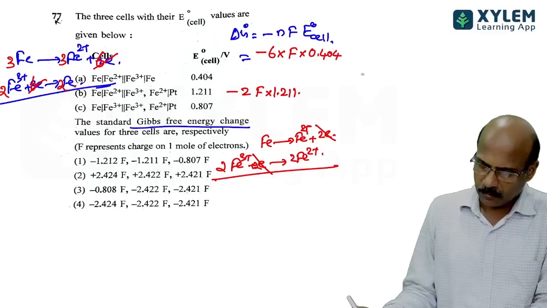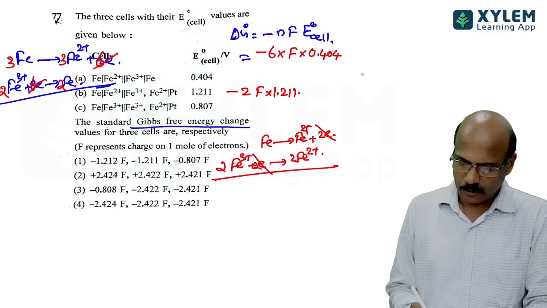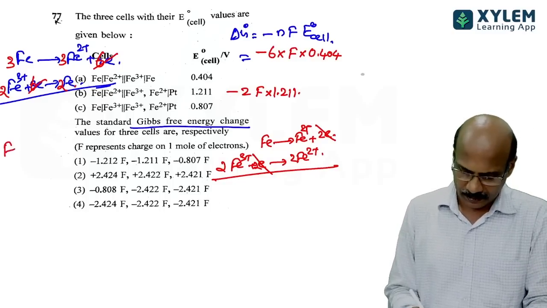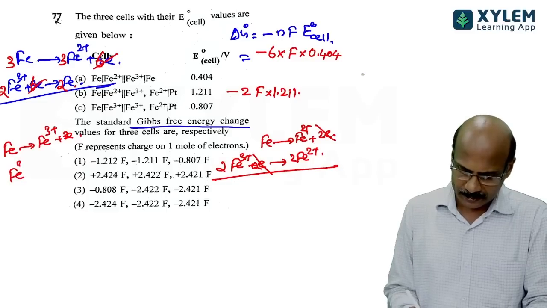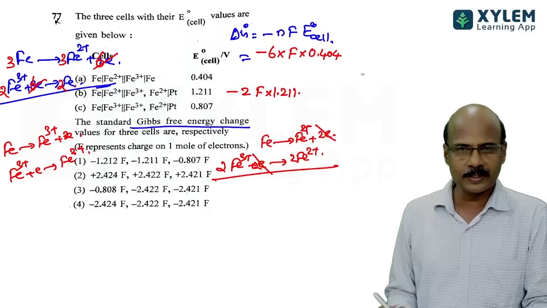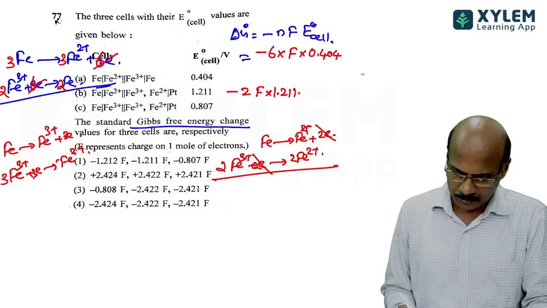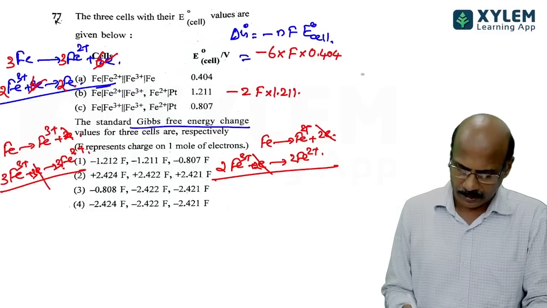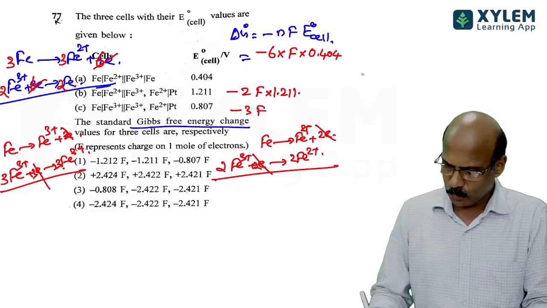And what about the third one? In the case of the third one, the anode reaction is Fe gives Fe3+ + 3 electrons, whereas Fe3+ accepts that electron to become Fe2+. To cancel the electrons, what will you do? You will multiply the second equation with 3 so that 3 electrons get cancelled. So the n value is 3 there. So minus 3 into F into 0.807.